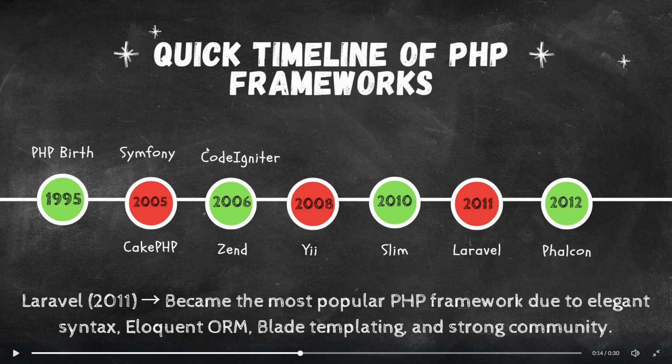Then Zend in 2006, Yii in 2008, Slim in 2010, and Laravel, the most famous PHP framework, in 2011, and then Phalcon in 2012. It is the updated framework of PHP nowadays. As we know, Laravel is very famous. Why it is famous, we will also see in the next episodes. The next episode will be all the PHP frameworks: Symfony, CakePHP, Laravel and all.